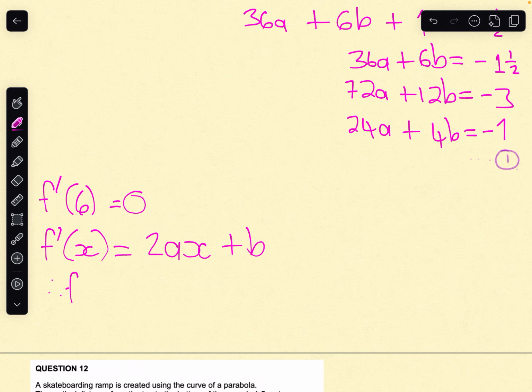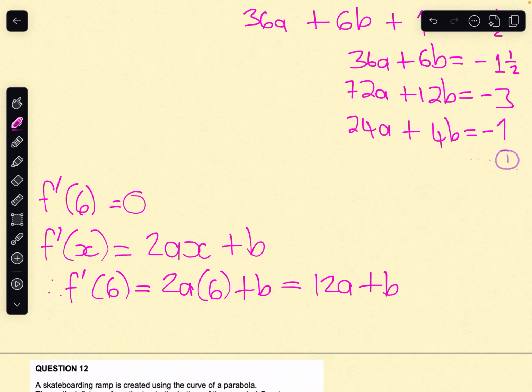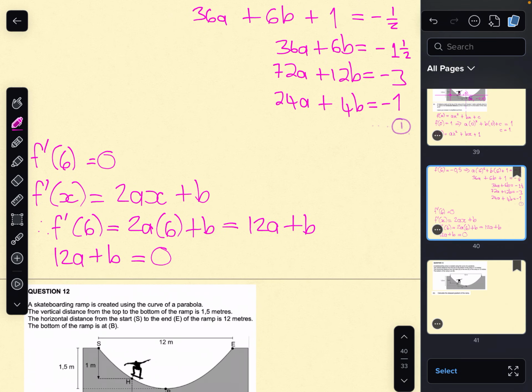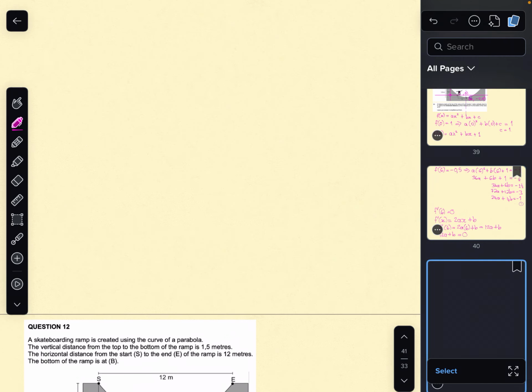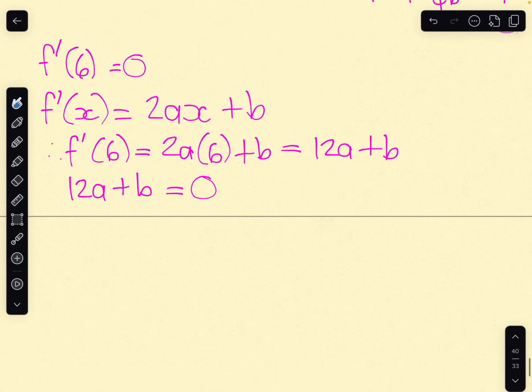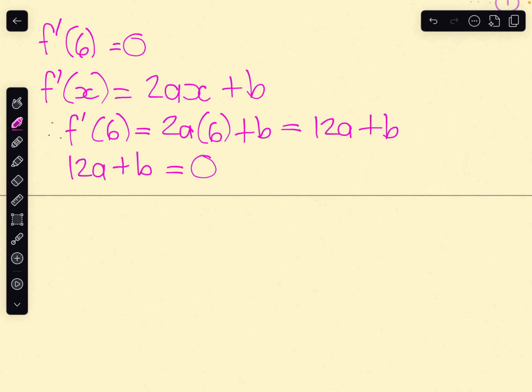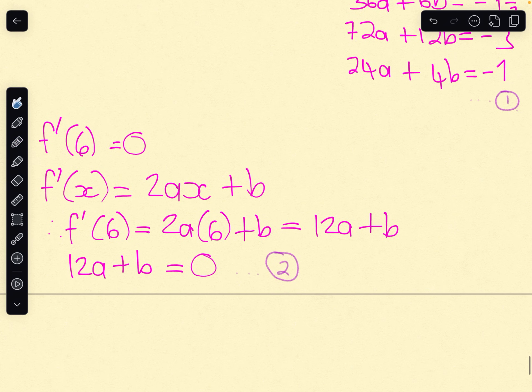So we know that f prime of 6 will be given by 12a plus b, and we know that 12a plus b is equal to 0. Right, and so therefore that will be our second equation. Now we can solve simultaneously.